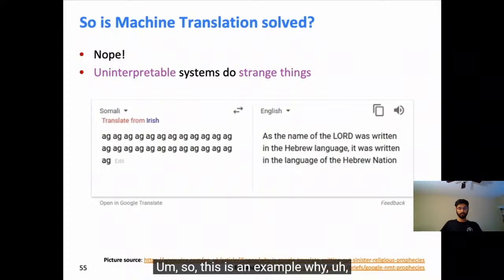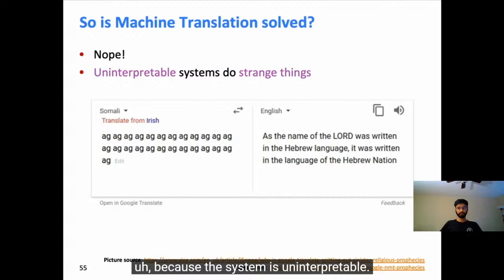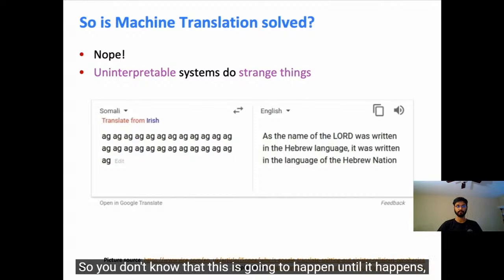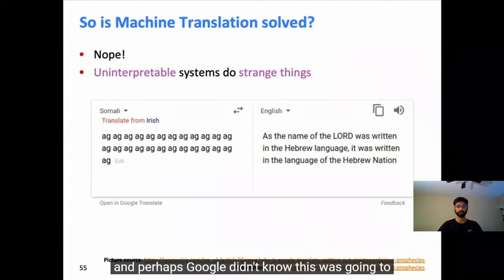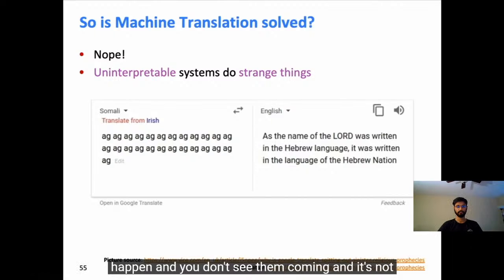So this is an example why neural machine translation in particular makes these kinds of errors, because the system is uninterpretable. So you don't know that this is going to happen until it happens, and perhaps Google didn't know this was going to happen until it happened and it got reported. So this is one downside of uninterpretability, is that really weird effects can happen and you don't see them coming, and it's not always even easy to explain why they happened.